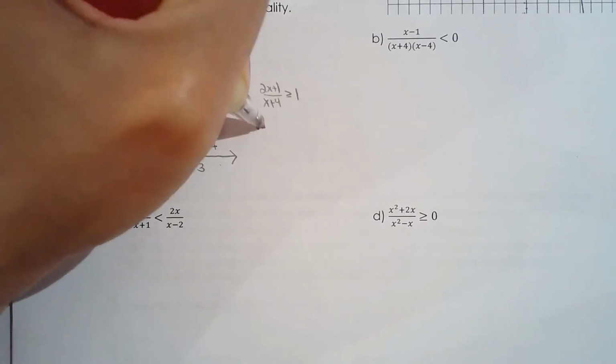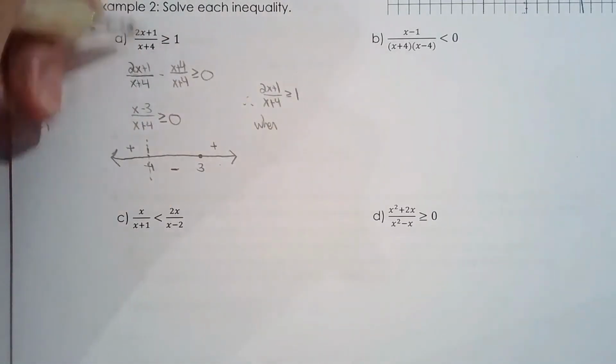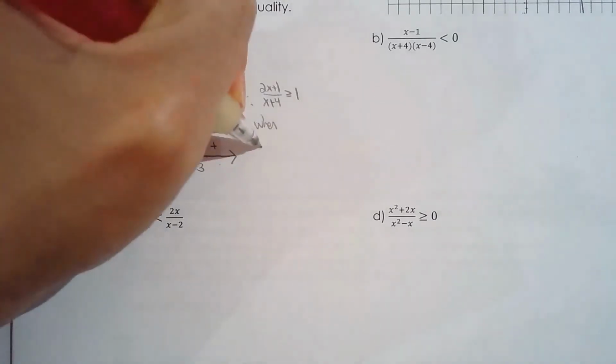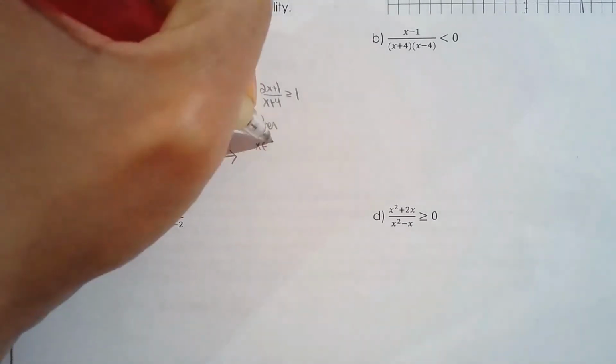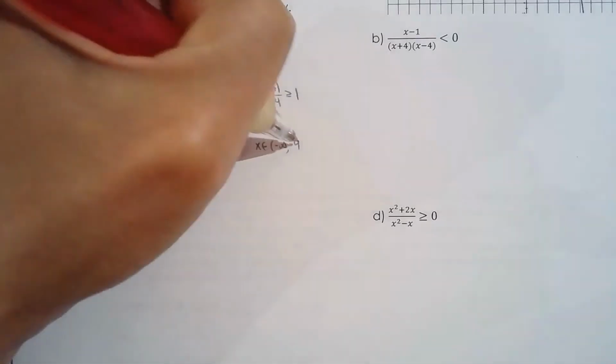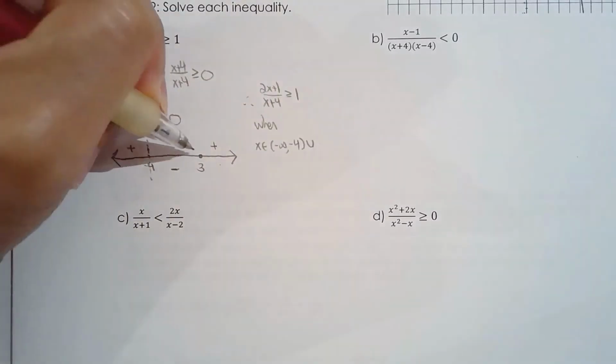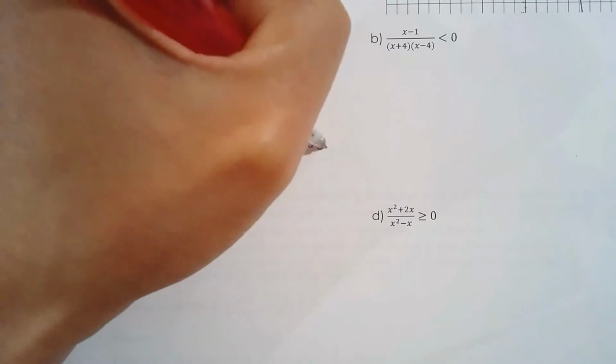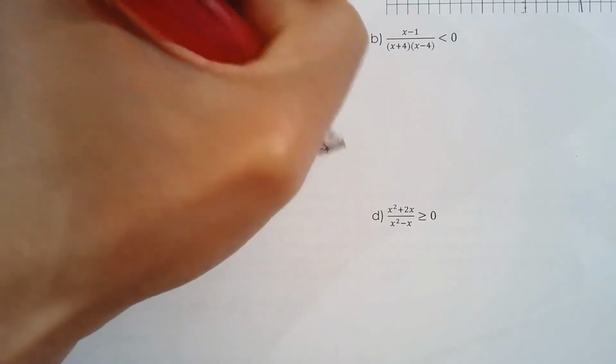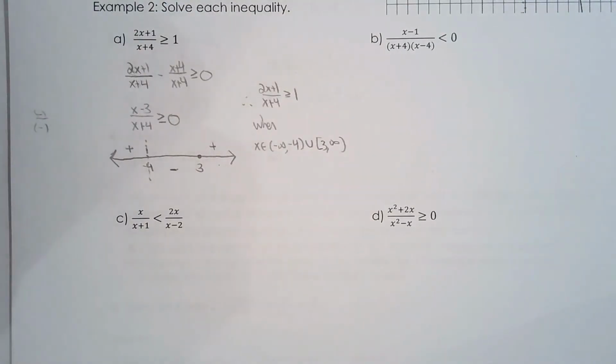Okay, so therefore (2x plus 1) over (x plus 4) is greater than or equal to 1 when, all right, so when is it greater than 1? Less than negative 4. Should I include negative 4? Absolutely not. Should I include 3? Yes, indeed. There we go.